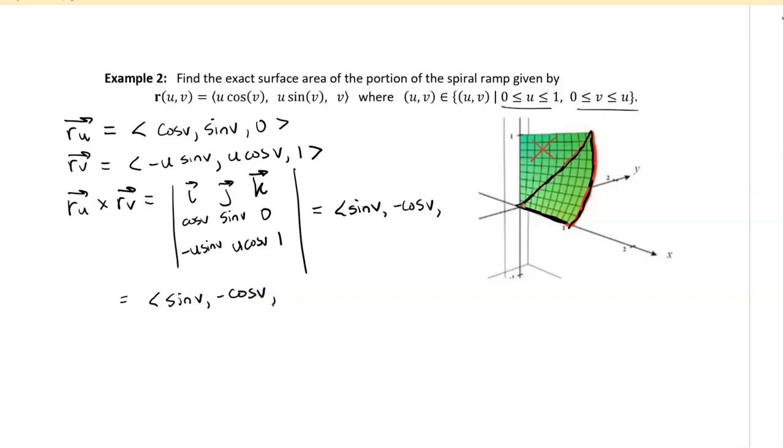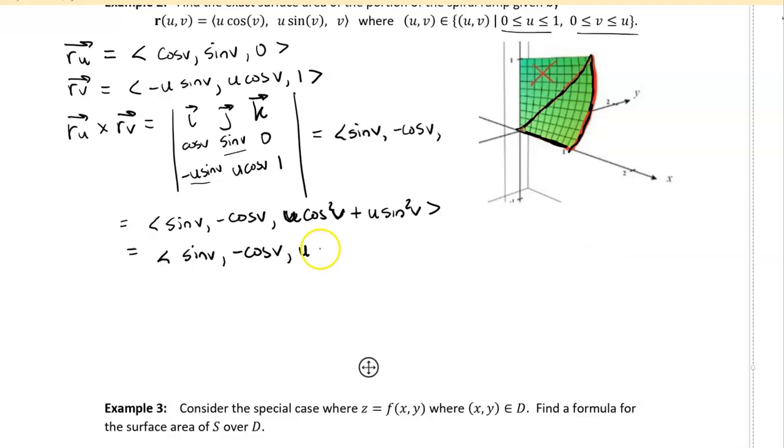And then we're going to have cosine of V times U cosine of V, which is U cosine squared of V, minus negative U sine V times sine of V, so that's going to be plus U sine squared of V, which I'm sure we're all well aware that we can rewrite as just U.